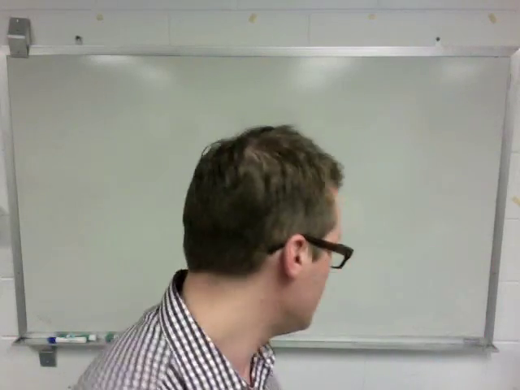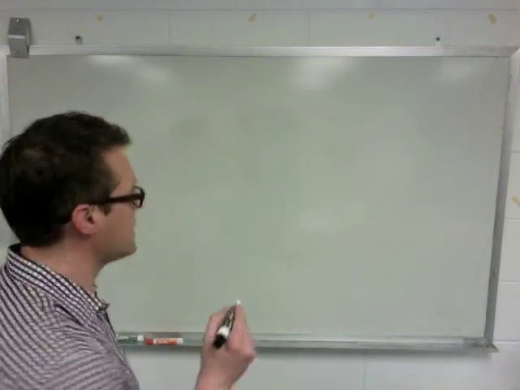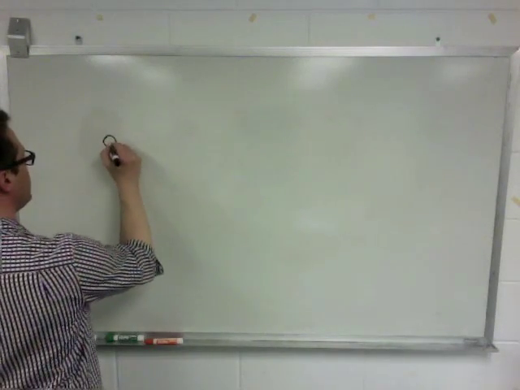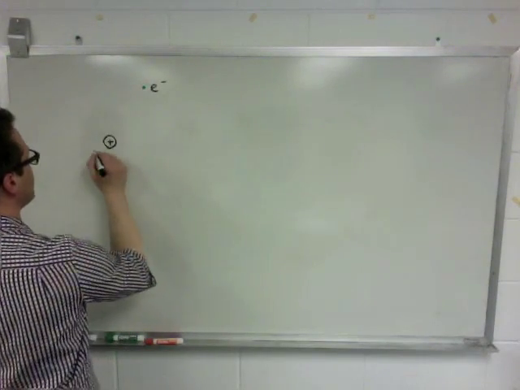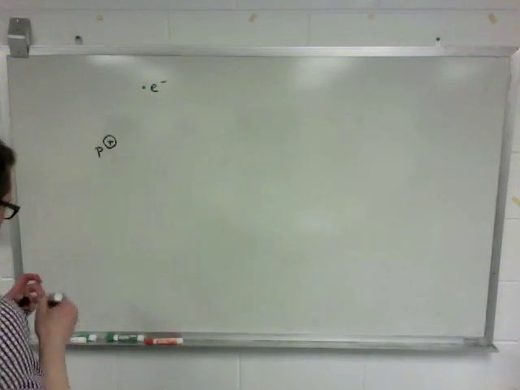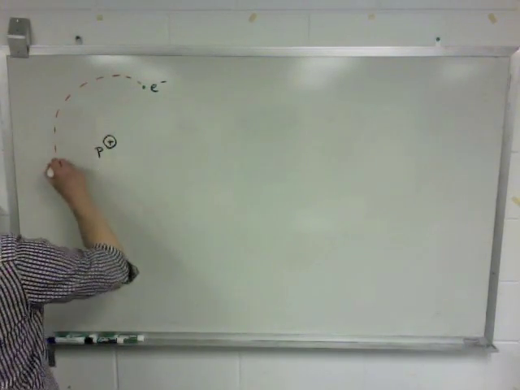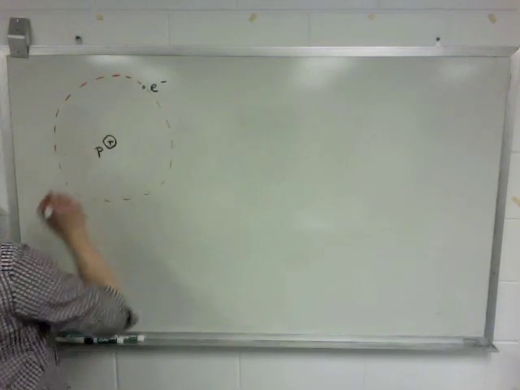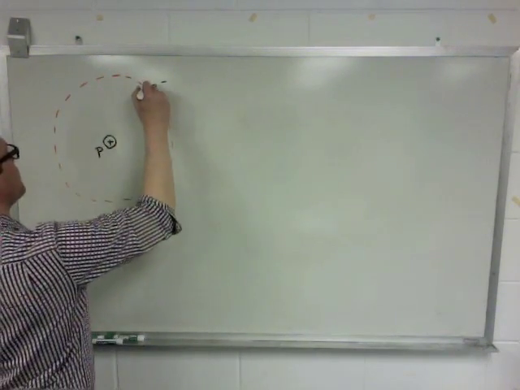Now let's look at this quantitatively. So let's say that I've got a proton. So there's my proton, and here's my electron. And again, Bohr said that we can think of this electron going in a circular orbit about the proton. And as it does so, it must be moving with some speed, v.